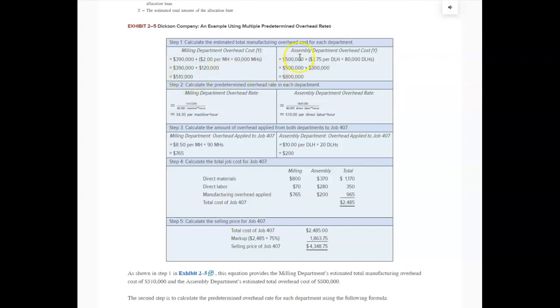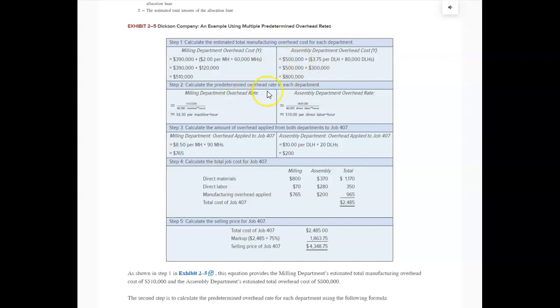Now do the same thing for the assembly department. We estimated fixed cost for the year $500,000. We estimated $3.75 per direct labor hour, and we estimated 80,000 direct labor hours for the year. So now we multiply $3.75 by 80,000, $300,000 for variable cost, $500,000 fixed, and so our total manufacturing overhead cost for the assembly department is $800,000.